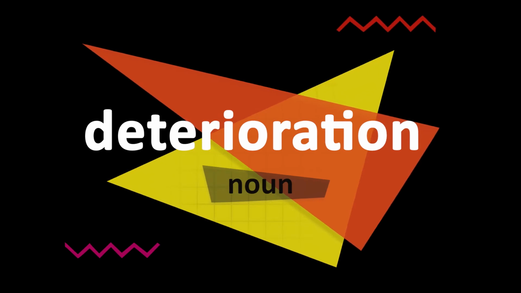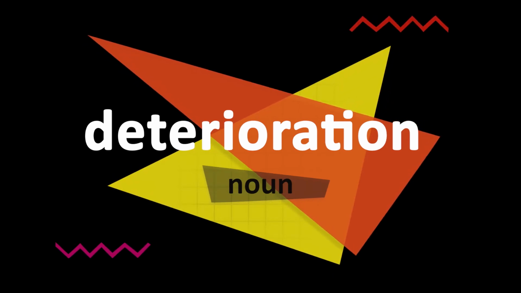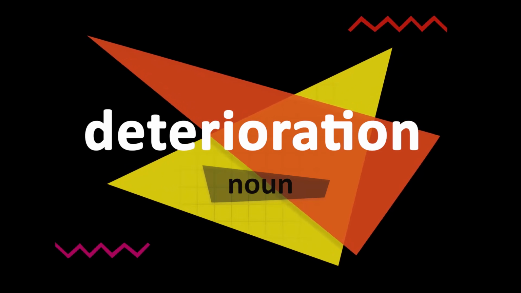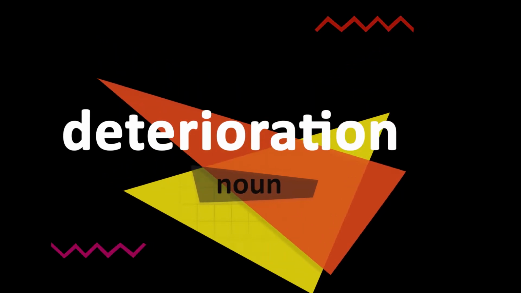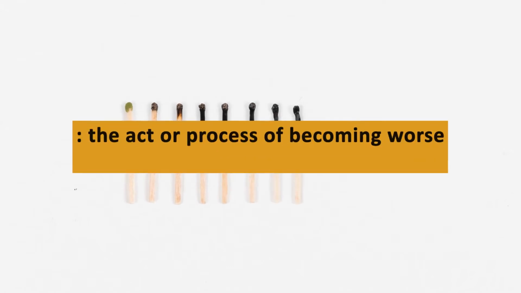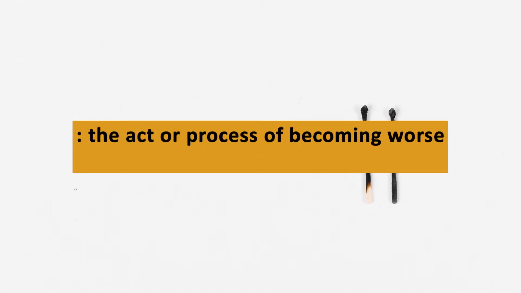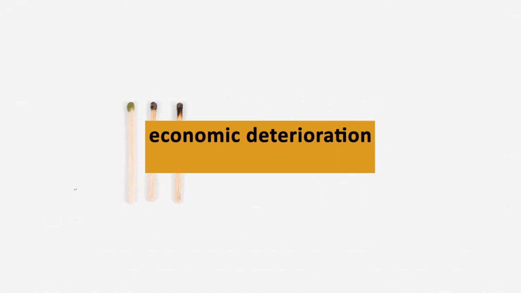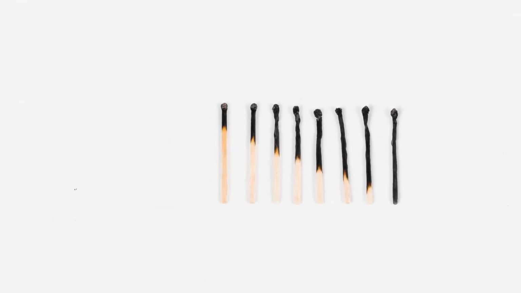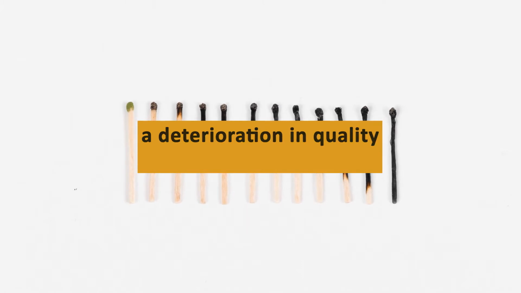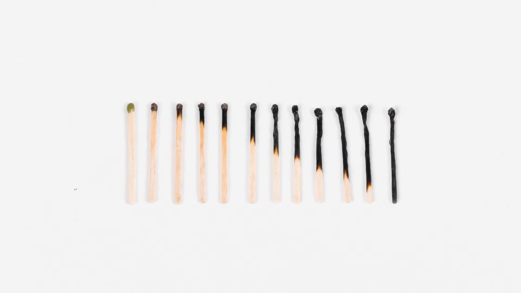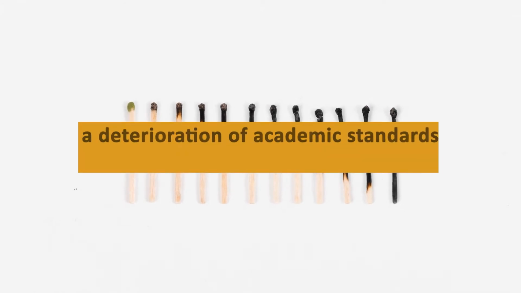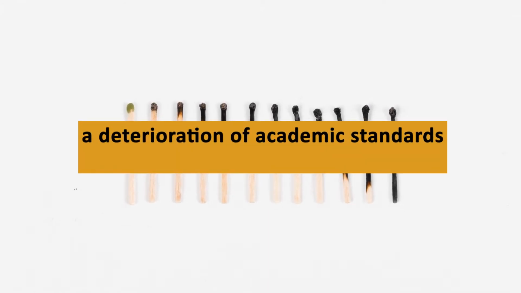Our next word is deterioration. Can you say it? Deterioration. That is a noun that means the act or process of becoming worse. We talk about economic deterioration or a deterioration in quality. Also, the gradual deterioration of the weather and a deterioration of academic standards.